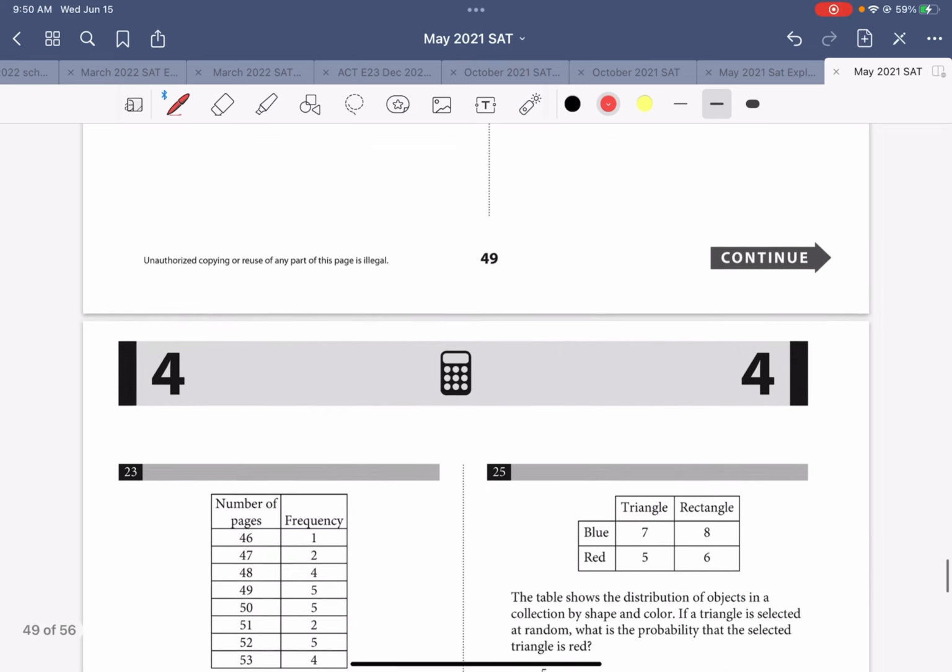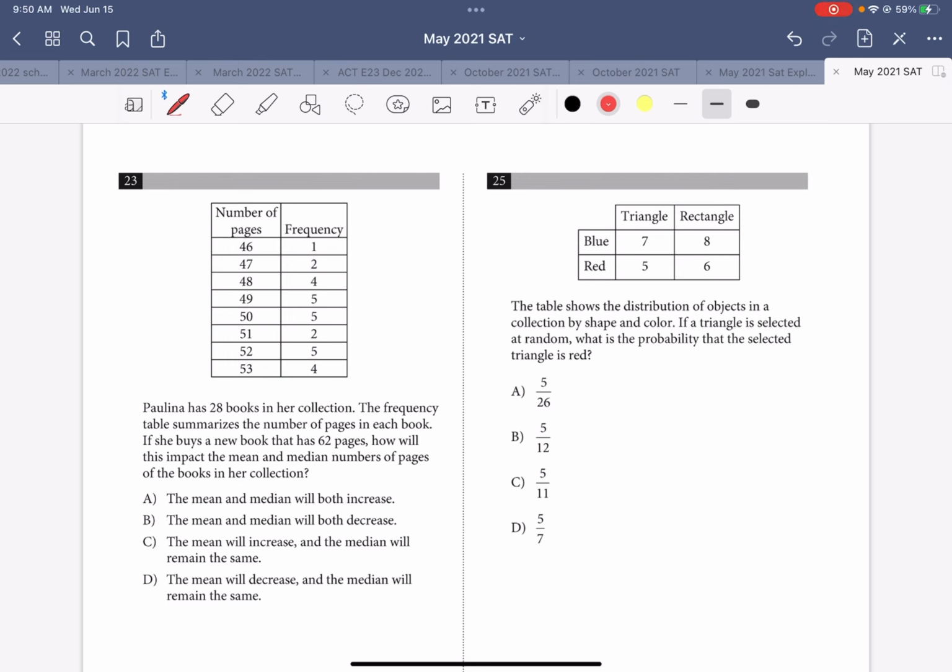Next one, number 23. Paulina has 28 books, so if you count the frequency, that's the 28. The frequency table summarizes the number of pages in each book. If she buys a new book that has 62 pages, so those are pages here, 62 is the biggest one here. How will this impact the mean and median? You can see 62 is way bigger than the rest of the data there.